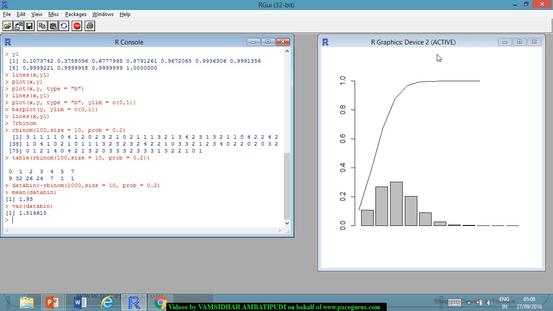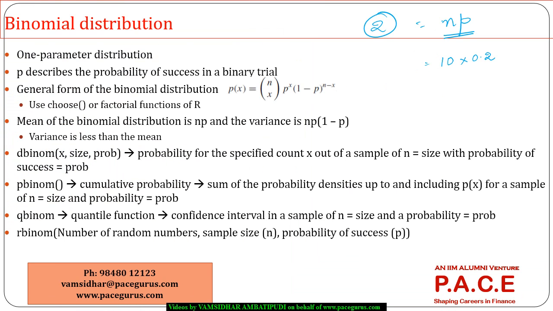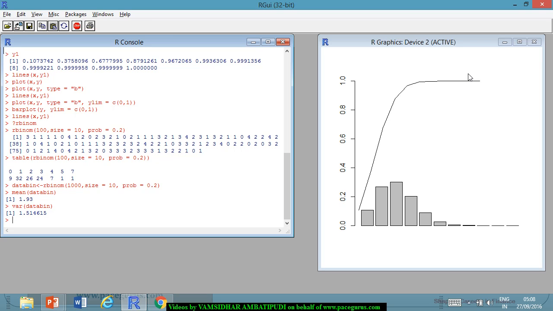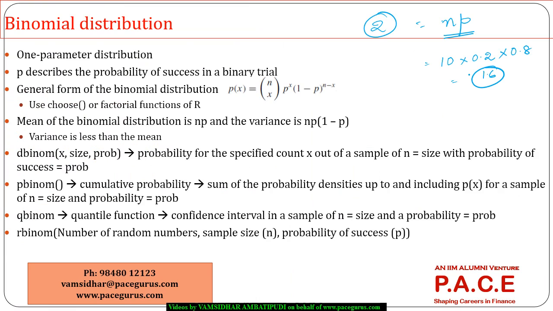So the variance is 1.5, and theoretically the variance is NP into 1 minus P. So 2 into 0.8, which is 1.6, and what we are getting is very close to that 1.6 itself. As the number of random samples keeps increasing, I will get values very closely replicating the theoretical numbers. So the mean of the binomial distribution is NP, the variance is NP into 1 minus P, and because P is always between 0 and 1, you will find the variance is always lesser than the mean in case of binomial distribution.